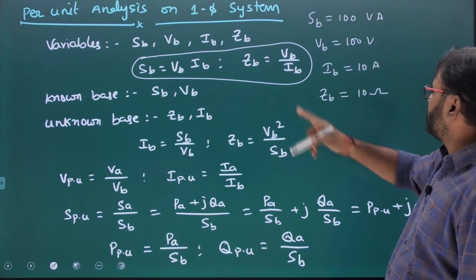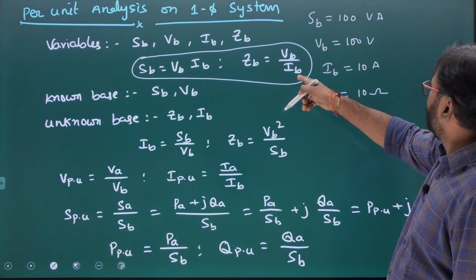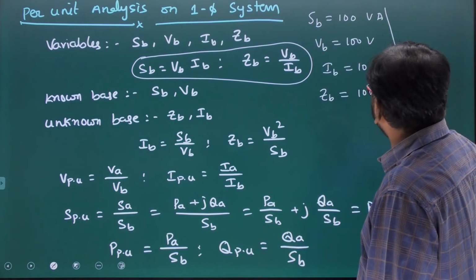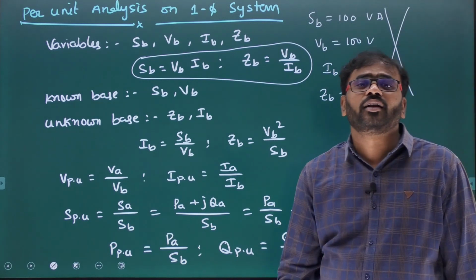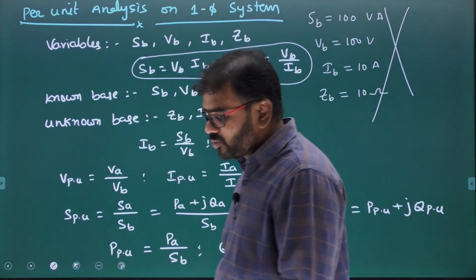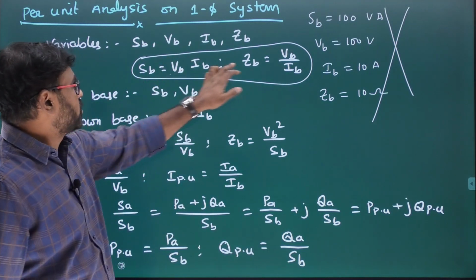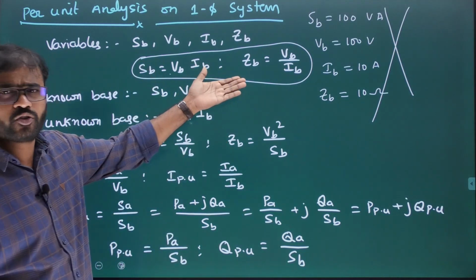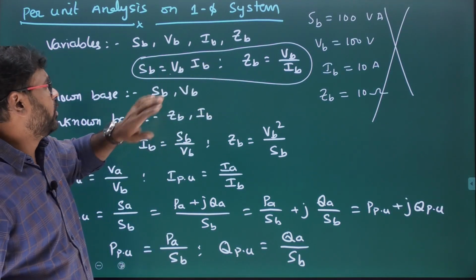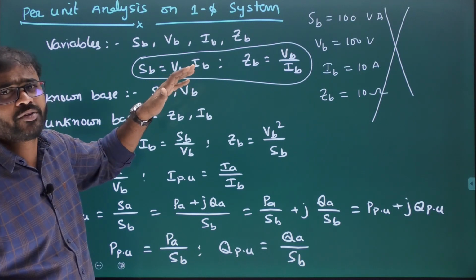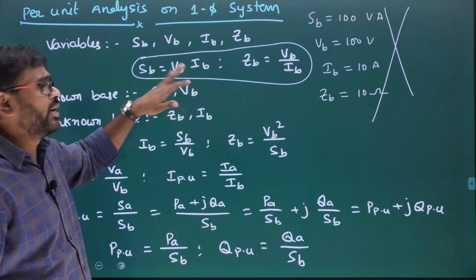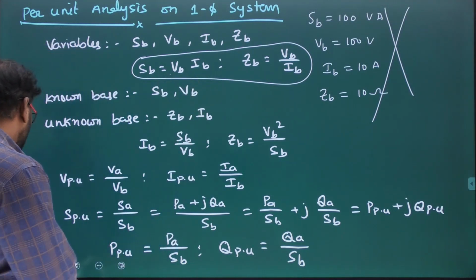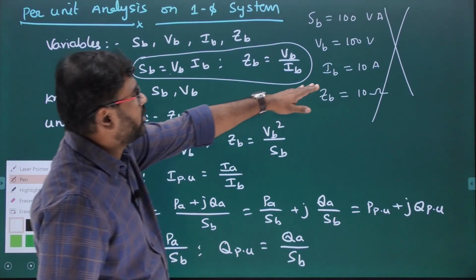And V base by I base is what? I should get 10 ohms. Yes, we are getting 10 ohms, but S base is not satisfied. But tell me, is this the correct way of selection? No, this is not at all correct. You must select the base quantities such that the fundamental relations are satisfied. Okay, clear? These are the relations for actual quantities and base quantities as well. But careful, in actual quantities, the voltages and currents have some magnitude and phase angle, but when it comes to the base quantities, they have only magnitude. Okay, so this is not the way of selection.